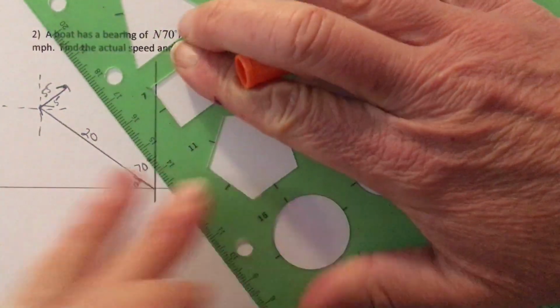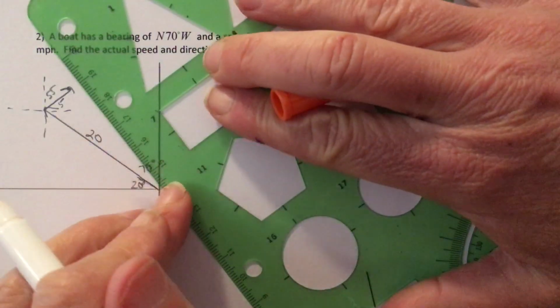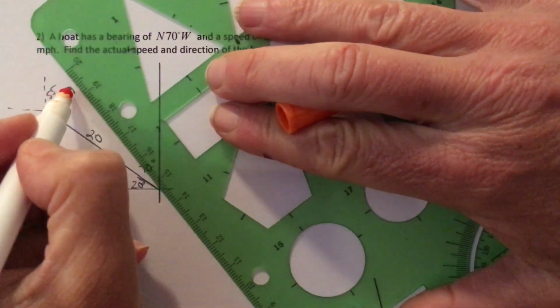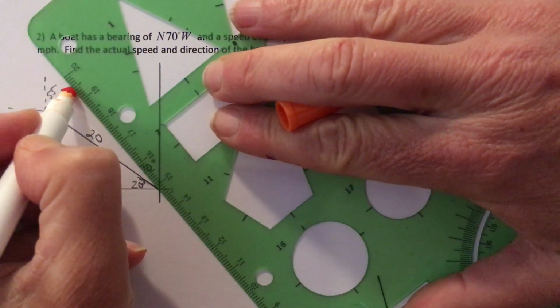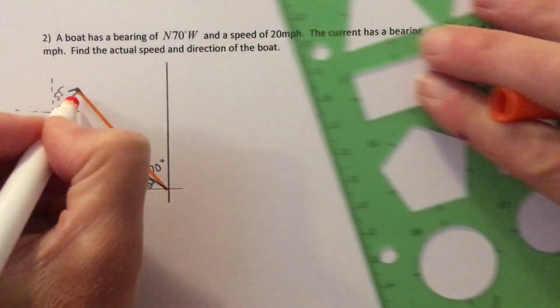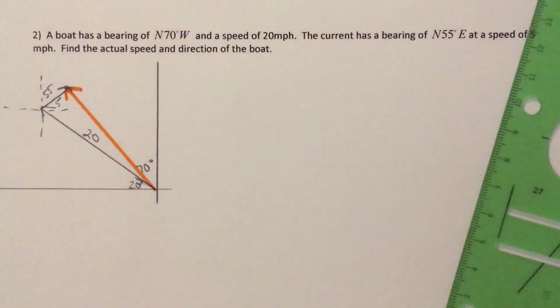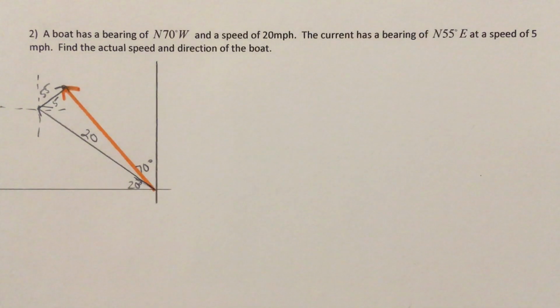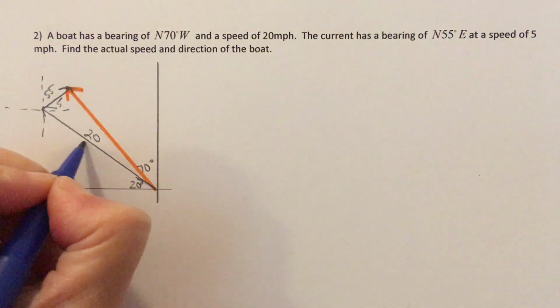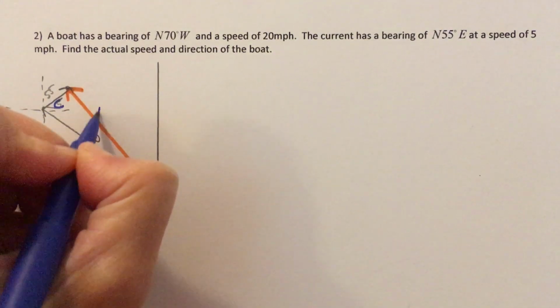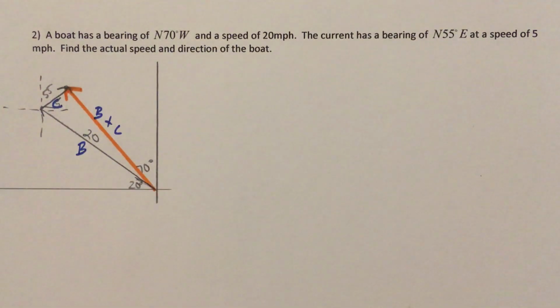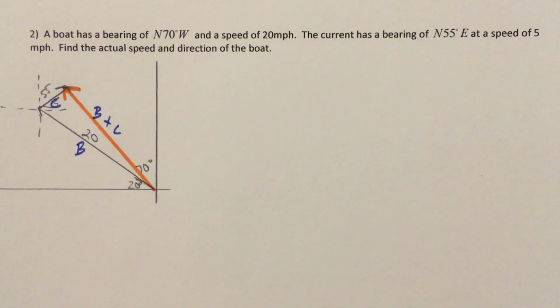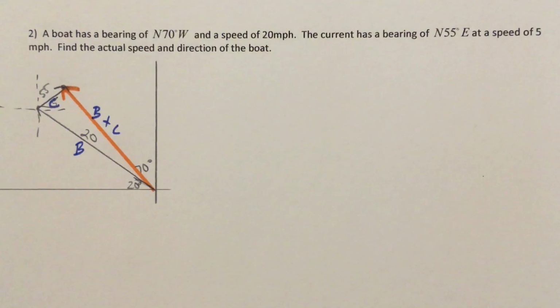What you want to do is start at the origin and go to the tip. See if I can do this with my fat pen. And that orange line represents where the boat will actually go because of the current's effect on that boat. So this is the boat, this is the current, and this is the boat plus the current. That part is the important, tricky part.